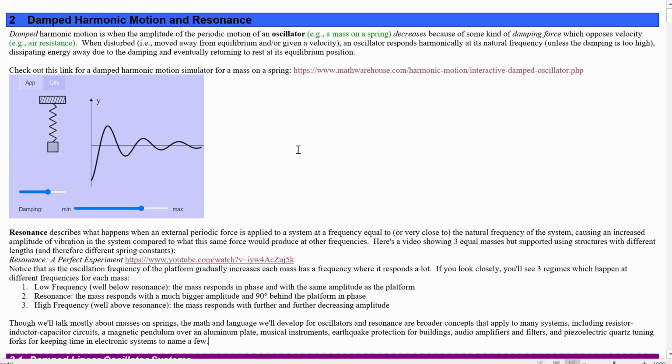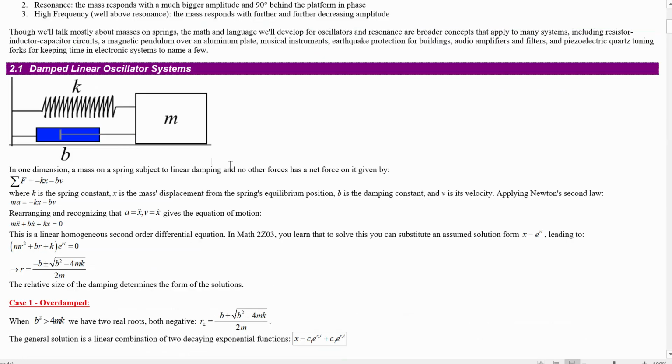While we're talking about masses on springs, this is useful for all kinds of different systems. This is going to be applicable to RLC circuits, magnetic pendulums over aluminum plates, musical instruments, earthquake protection for buildings, audio amplifiers and filters, and piezoelectric quartz tuning forks for keeping time in electronic systems, to name a few. Or, if you like lasers, this has a lot to do with how lasers and optical systems work, making the internet faster. So that's kind of cool too. All right, let's get to it.